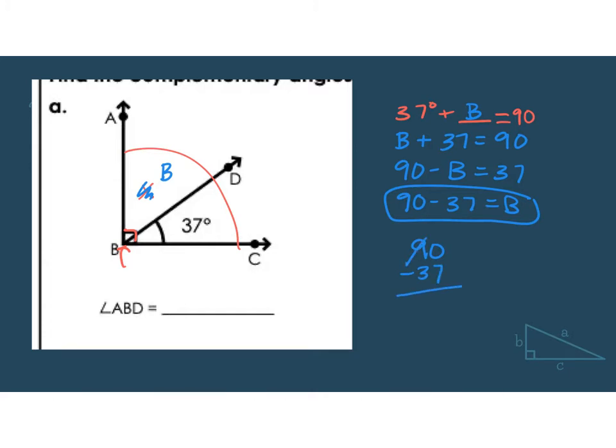0 minus 7 we can't do. We've got to borrow. That becomes 8. This becomes 10. 10 minus 7 is 3. 8 minus 3 is 5. 53 is our missing angle. Now we're going to do this thing called check. Let's check and see if 37 plus 53 equals 90. So 53 plus 37, 3 plus 7 is 10, carry the 1, put the 0 down there. 1 plus 5 plus 3 is 9, 90. So that is true. That does check out.